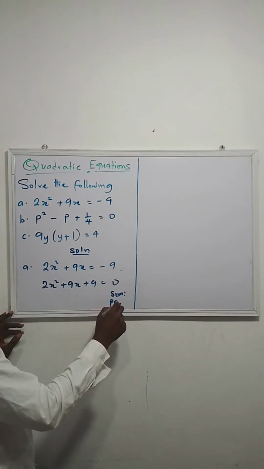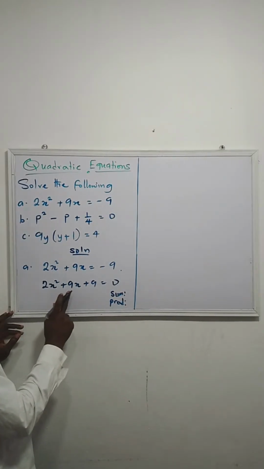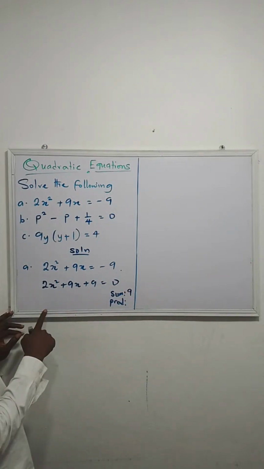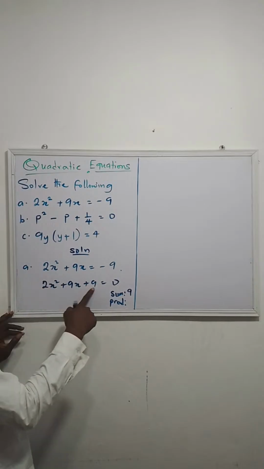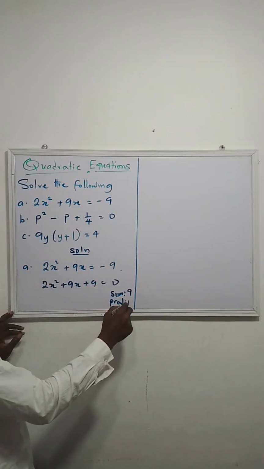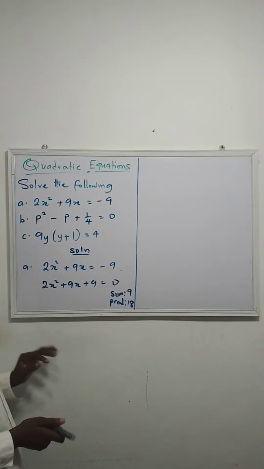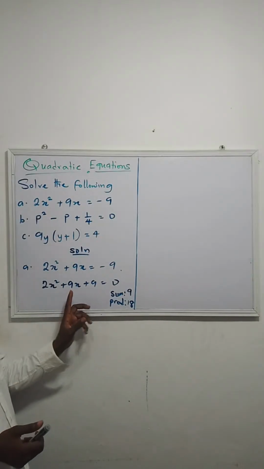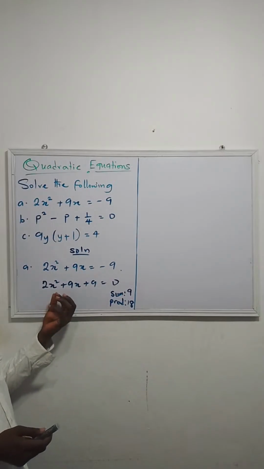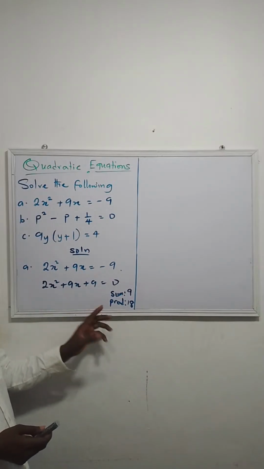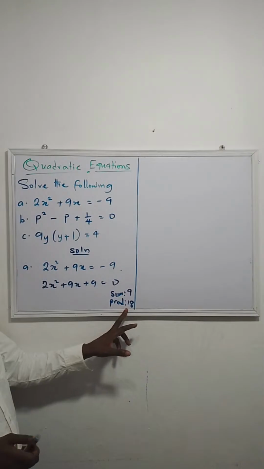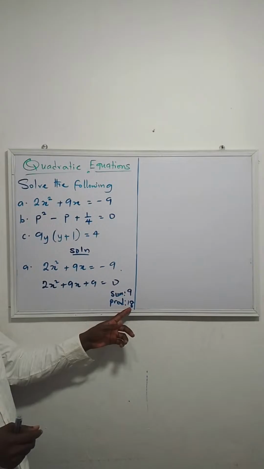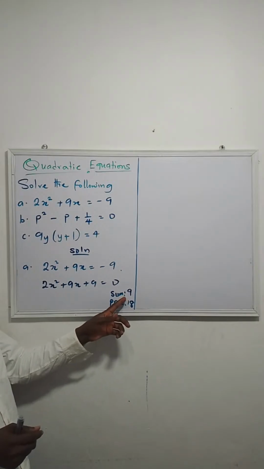So what is the sum here? The sum is positive 9. And what is the product? The product is 2 times 9, and that gives you 18. Now the idea is we want to split this 9x into two parts. Those two numbers we are going to split into, we get from here. You look for two numbers such that when you multiply them together, you have 18, and when you add them together, you have 9.